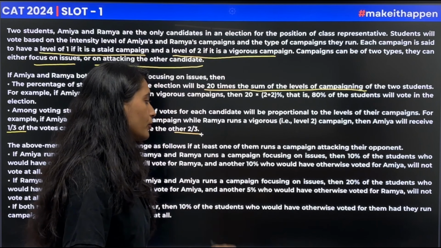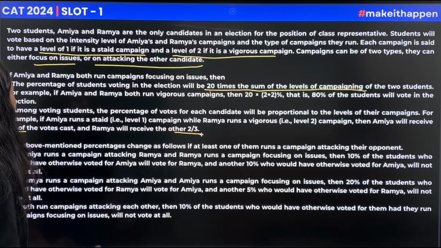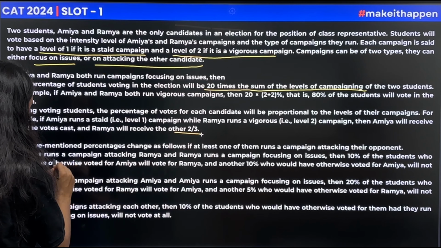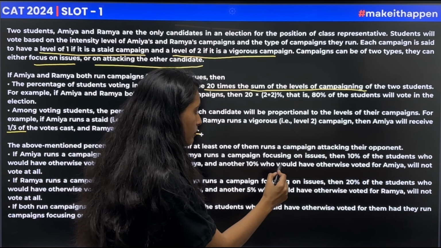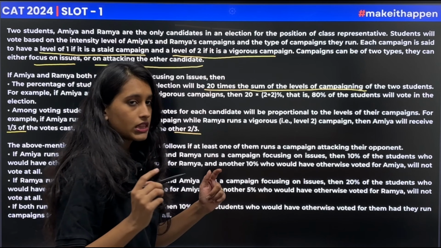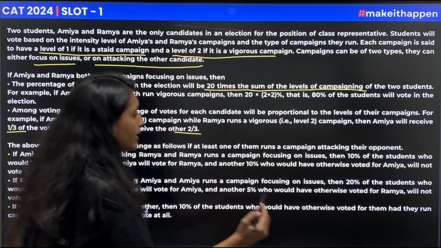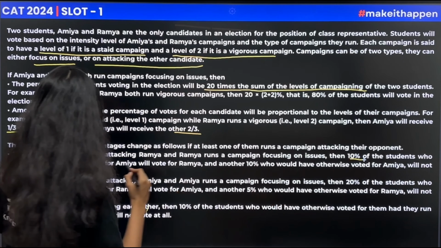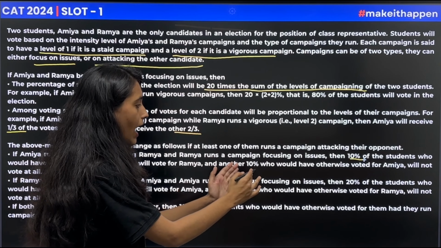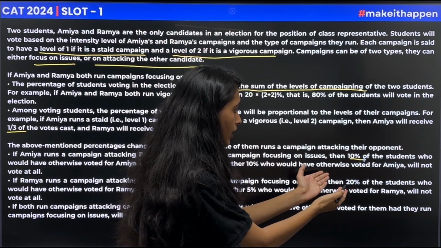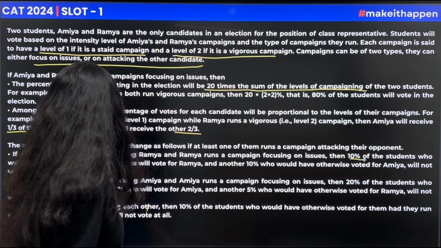The above mentioned percentage changes as follows if at least one of them runs a campaign attacking their opponent. If Amya runs a campaign attacking, okay, so here Amya is attacking Ramya, and Ramya runs a campaign focusing on issues, तो फिर क्या होता है? Then 10% of the students who would have otherwise voted for Amya will vote for Ramya and another 10% who would have otherwise voted for Amya will not vote at all.